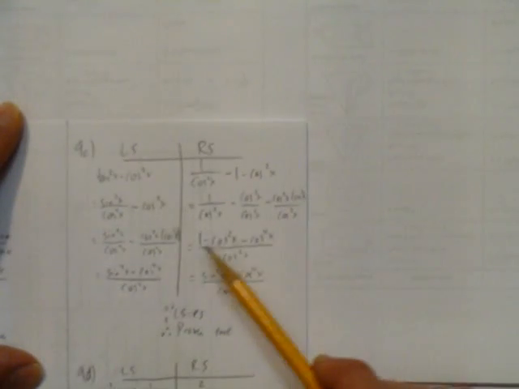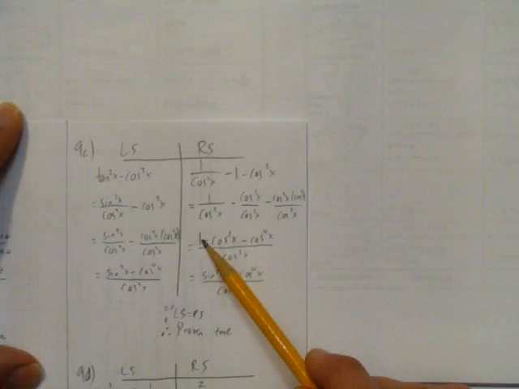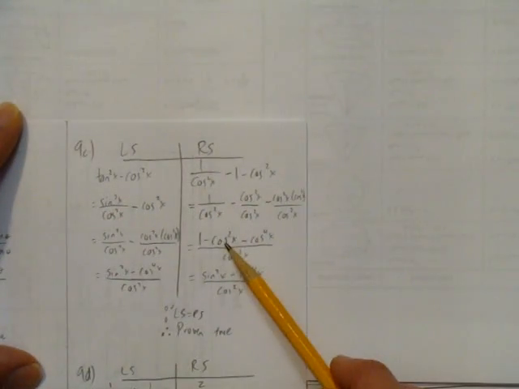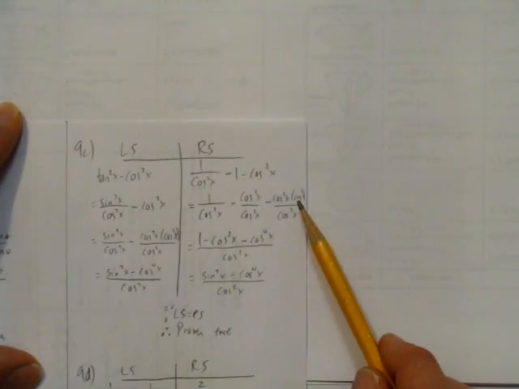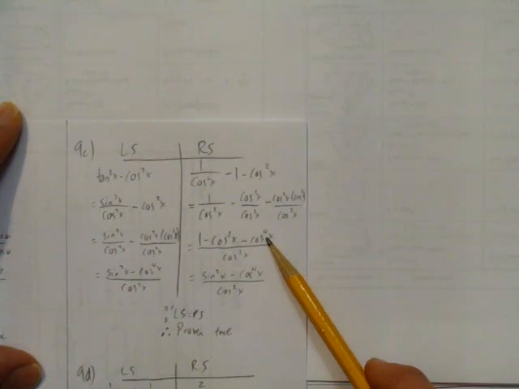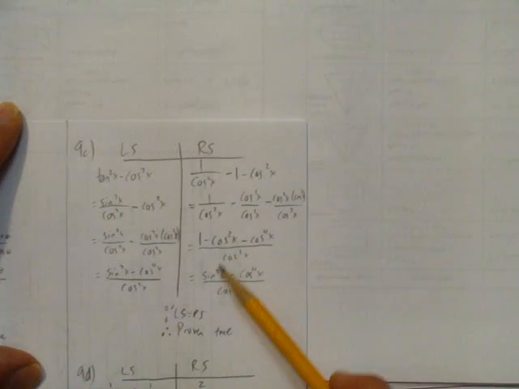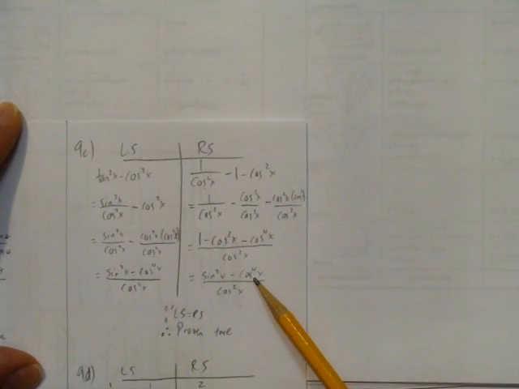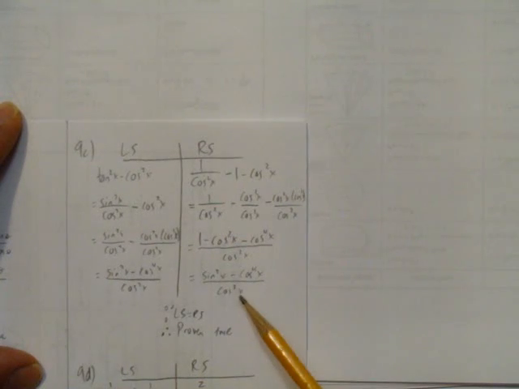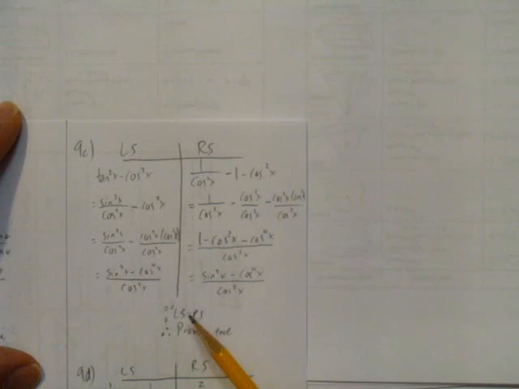When I do that, I can make one big common denominator, and I get 1 minus the cos squared minus cos squared times cos squared is cos 4. And that turns out to be perfect because 1 minus cos squared is just sine squared. So I end up with sine squared minus cos to the power of 4x all over cos squared, which is the left-hand side, which is perfect. Because since the left-hand side equals the right-hand side, I've proven that this is indeed true.